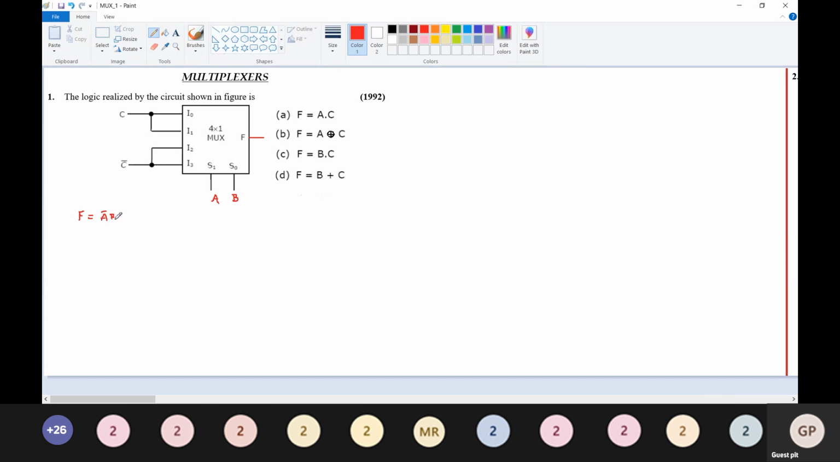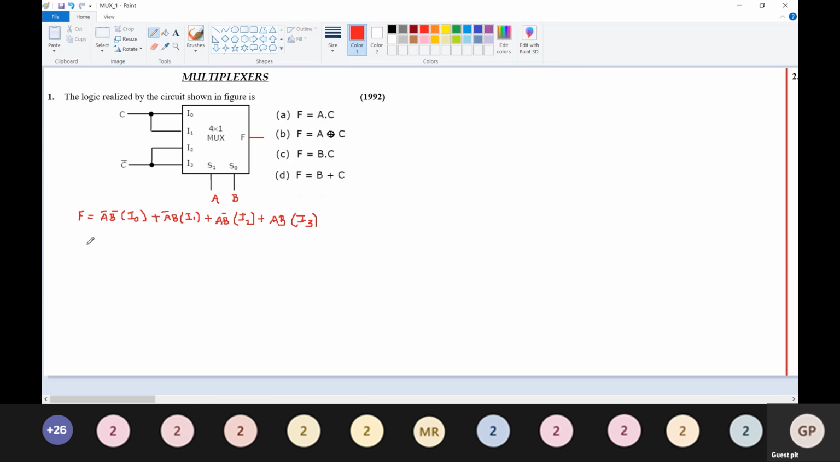A dash B dash into I0. So the Boolean function for F for a 4:1 multiplexer can be written like this: F is equal to A dash B dash into I0 plus A dash B into I1 plus A B dash into I2 plus AB into I3. So this is the Boolean function for a 4:1 mux.